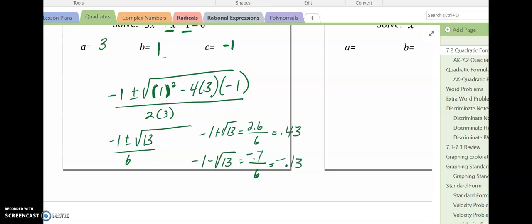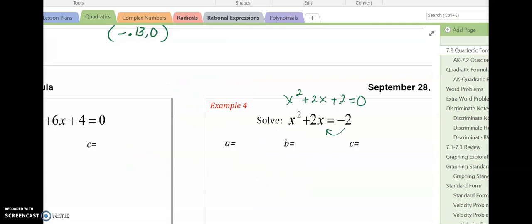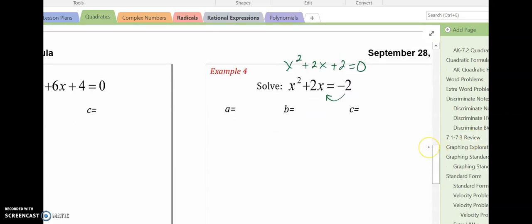All right, I got 2.6 up here. I divided by 6. I got 0.43. Then I got to this, I got -0.7. I divided by 6. I got -0.13. So remember, my answers are 0.43, comma 0, -0.13, comma 0. Decimals, real life answers. All right, let's skip and go to number 4, and we'll talk about this example because something is going to be different about this, which is good.